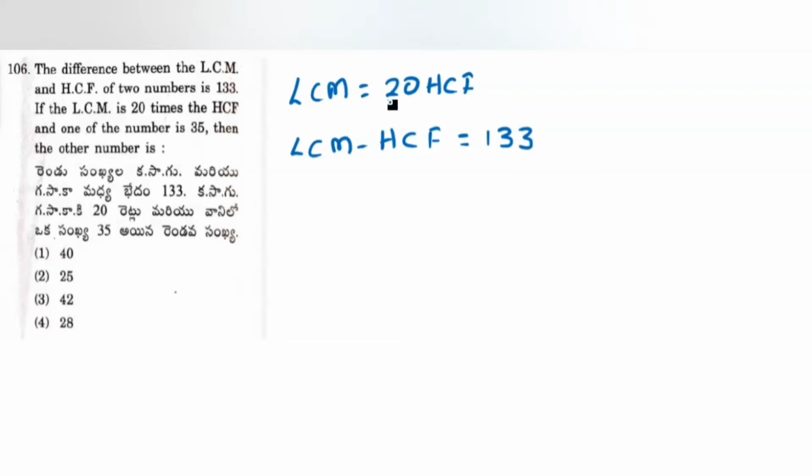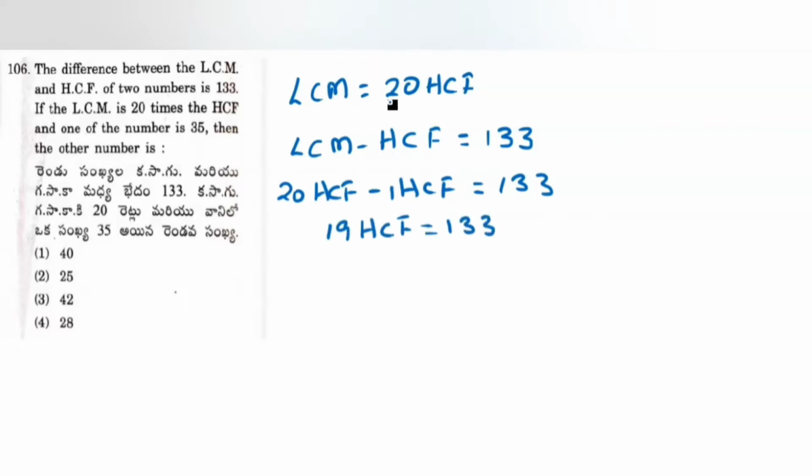Now let us substitute this LCM is equal to 20 times HCF here. So write 20 times HCF minus HCF gives you 133. Now 20 times HCF, this is 1 time HCF. So 20 minus 1 gives you 19 times HCF. So 19 times HCF is 133. Now HCF is equal to 133 divided by 19. So on cancellation, 1s are, this is 7s are. So HCF is 7. Now you got HCF is 7.